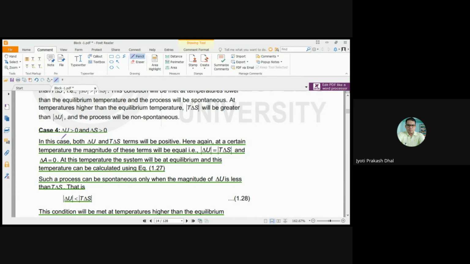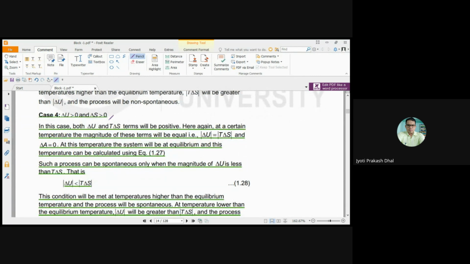According to condition 4, if del U is greater than 0 and del S is greater than 0, both del U and del S terms will be positive. Hence again, at a certain temperature the magnitudes of both the terms will be equal. So in that case del A will be equal to 0, when the magnitude of del U is equal to the magnitude of T del S, and that is the condition of equilibrium.